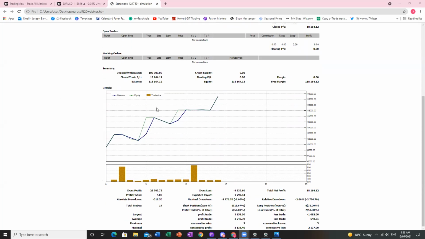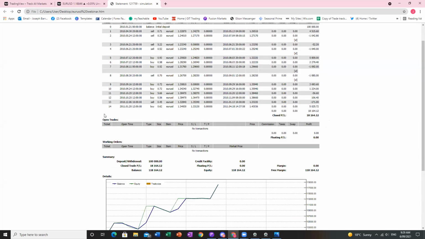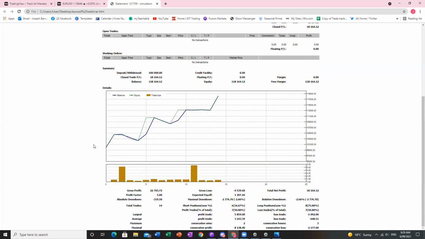So this is the backtest results. Over how many trades have we backtested? I don't even know how many we backtested over. It's just basically 1 year's worth of data. It was 14 trades. Yeah, 14 trades. All right. So out of a total 14 trades, you can see that our maximum drawdown was 2.66%. Net profit of 18,000, gross loss of 4,539. Consecutive losses in a row, 3 losses in a row. Consecutive winners in a row, 2 winners in a row.